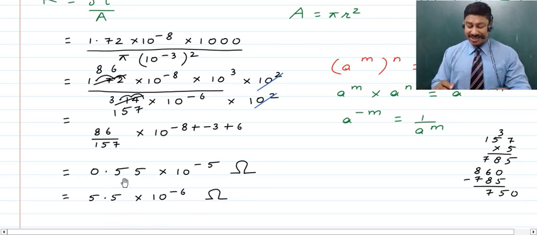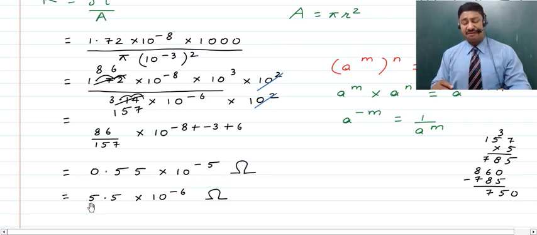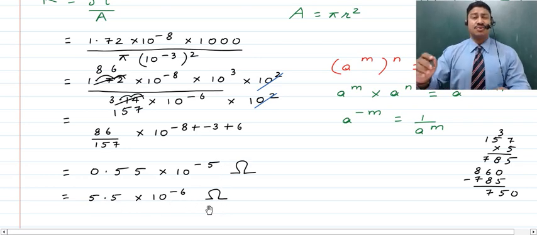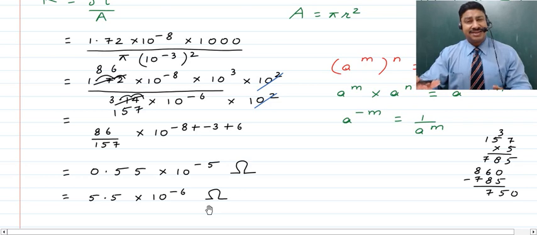Now here I'll quickly explain, because you're shifting a decimal, obviously it is getting divided by 10, and as it is getting divided by 10, that is the reason the negative power of 10 is getting increased, and that is why it becomes 5.5 into 10 raised to the power minus 6 ohm, and that children will become the final answer. Is this clear with everybody? Sure?